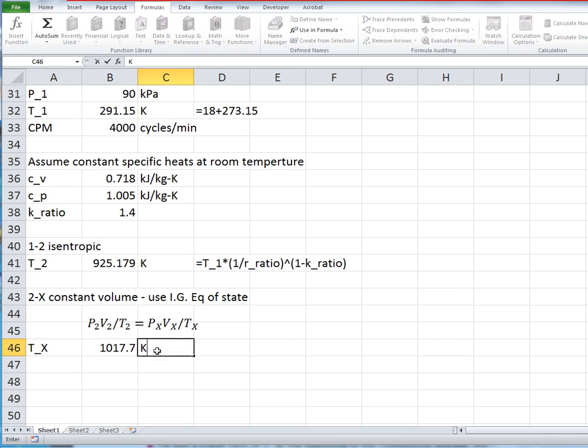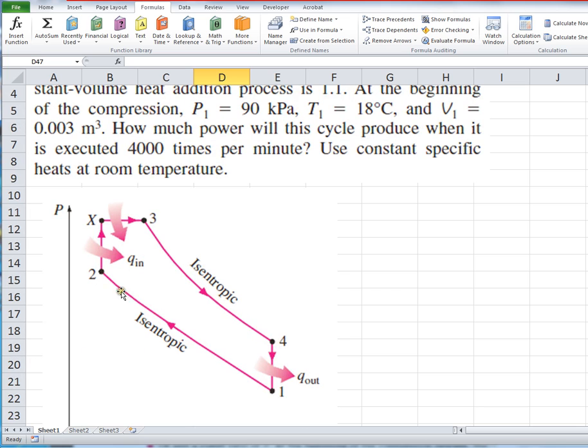And he says that that temperature is higher than the previous temperature, and that agrees with our intuition that we've increased the pressure, we've added some heat, the temperature's gone up. So far so good. So we've got 1, 2, X. What do we know about state X and state 3?